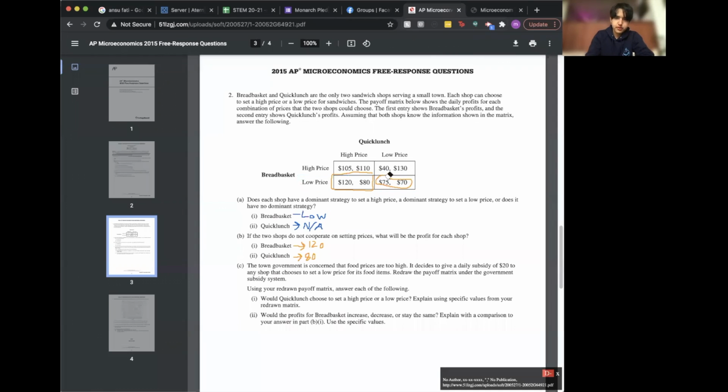So lastly, let's move on to this last section for C. The town government is concerned that food prices are too high. It decides to give a daily subsidy of $20 to any shop that chooses to set a low price for its food items. Redraw the payoff matrix under the government subsidy. Using your redrawn payoff matrix, answer each of the following. So first, let's draw this matrix.